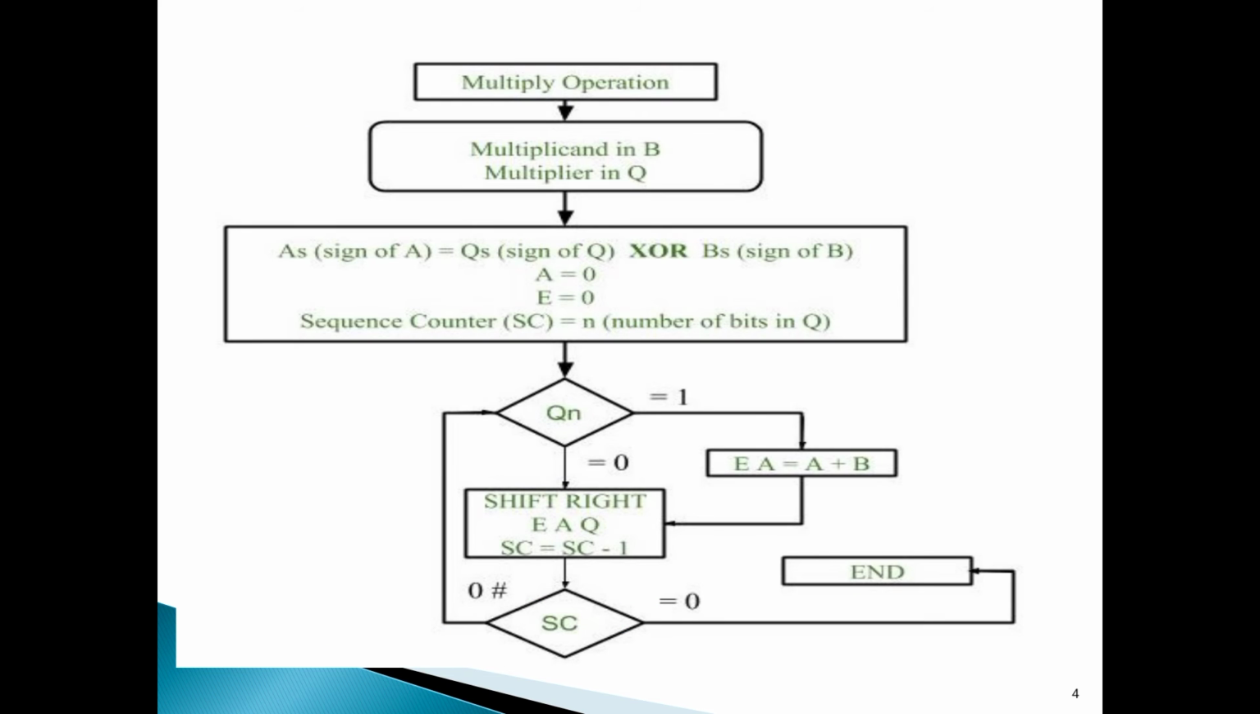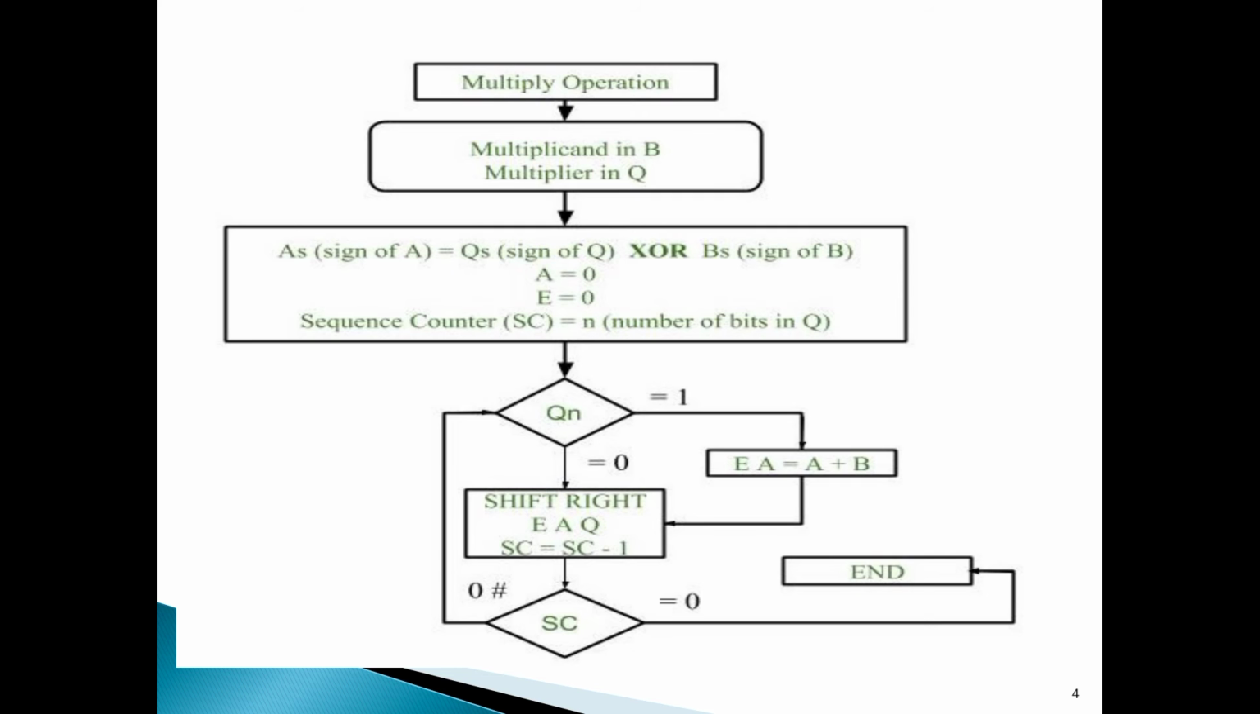Every time we check the Qn value. If Qn is equal to 0, go to the shift right operation. If Qn is equal to 1, perform the addition operation. After the addition, perform the shift right operation for EAQ and decrement the sequence counter. After decrementing, check the sequence counter. If it is 0, go to the end. The result is stored in the A and Q registers.